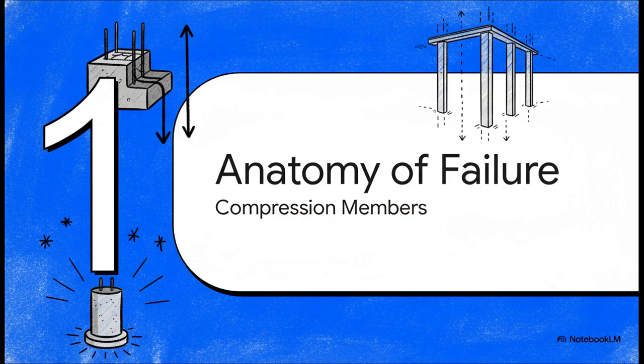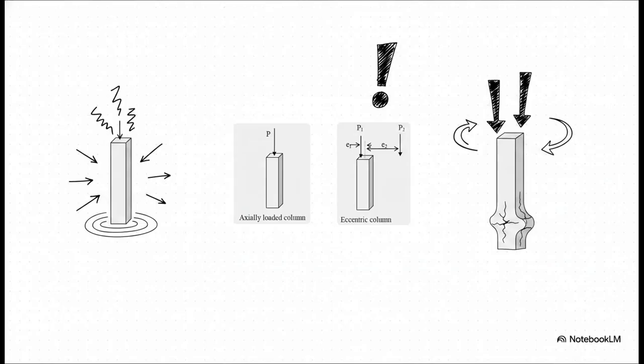First things first, we really need to understand what a column actually does within the structural skeleton of a building, because it's definitely not just decorative. In engineering terms, a column is just a vertical member carrying a compressive axial load. That's really just a fancy way of saying weight pushes straight down on it.